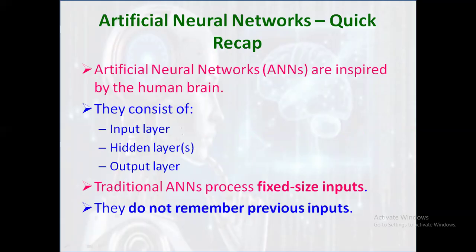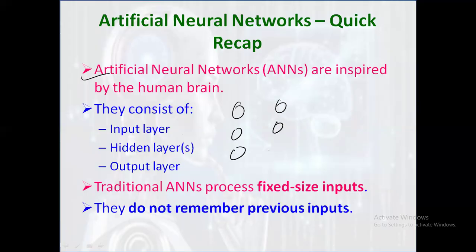Artificial neural networks, as you know, are inspired by the human brain. That means ANNs are computational models inspired by biological neurons. They simulate how the human brain processes information by passing signals through interconnected neurons. It consists of what? Input layer, hidden layer, and output layer.